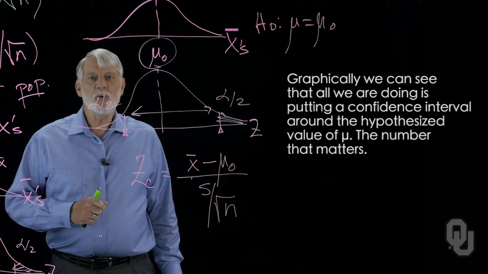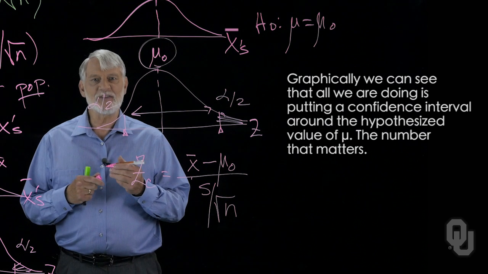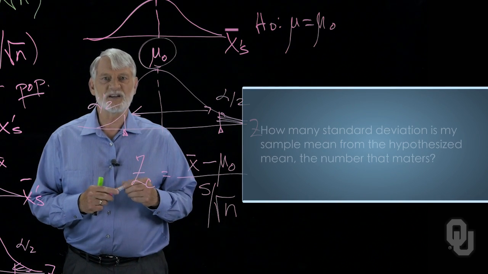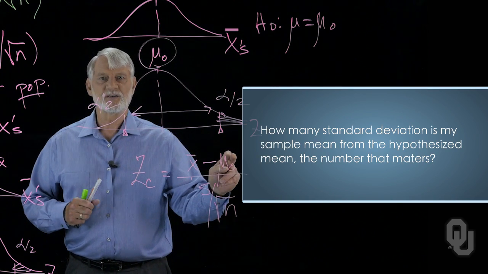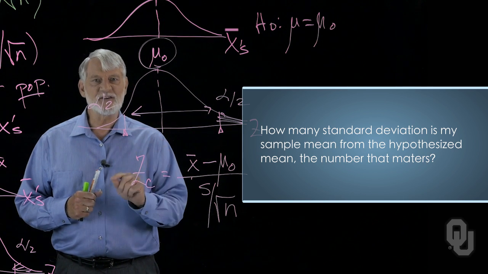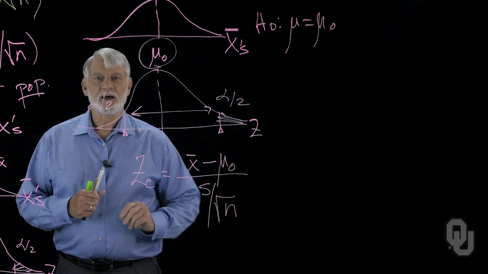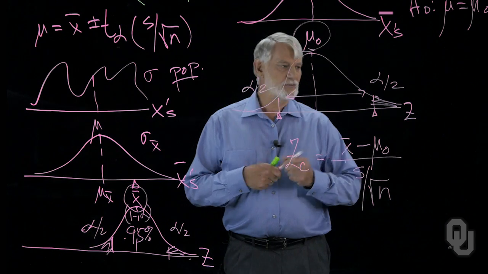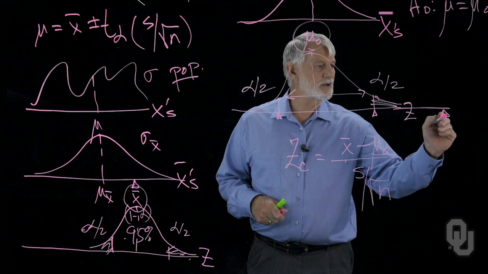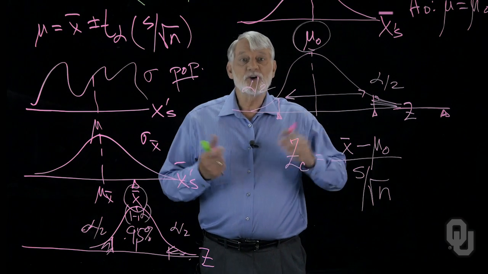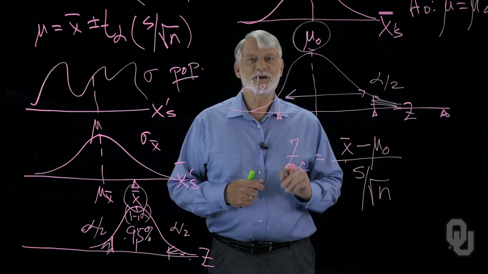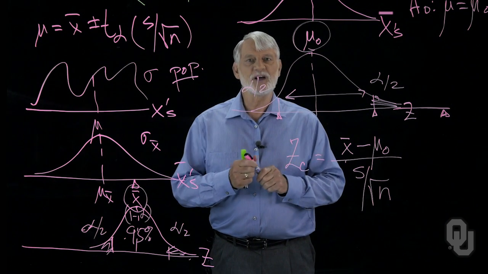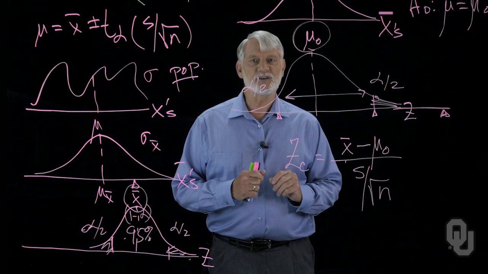Graphically, we can see that all we are doing is putting a confidence interval around the hypothesized value of mu, the number that matters. Reading the standardizing equation, it says, how many standard deviations is my sample mean from the hypothesized mean here? Okay? If it's a long way away, we consider it unlikely. If we have a calculated value and it's sitting out here someplace, let's say, okay? Could it happen? Sure, it could happen. But it would be with a very low probability.